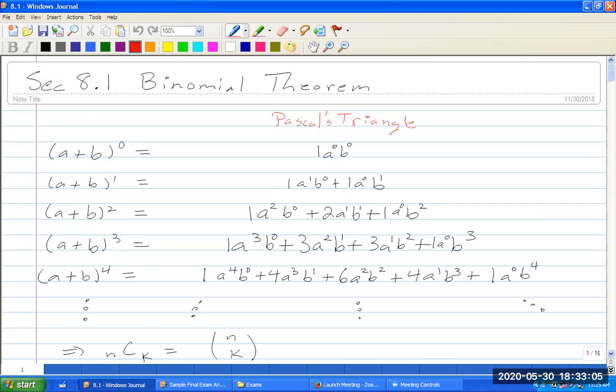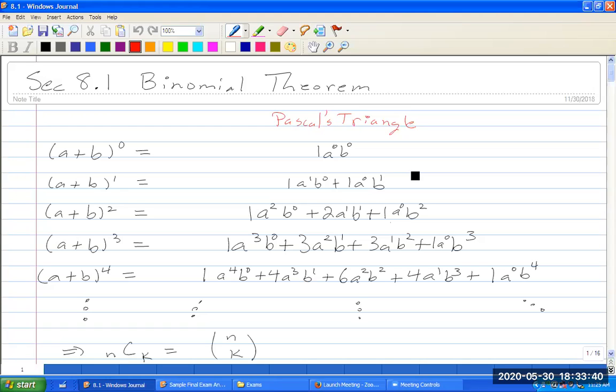Section 8.1, the binomial theorem. So let's recall the special product formulas. A plus B to the 0 is just 1. I'll write that as 1, A to the 0, B to the 0. A plus B is just, well, A plus B. I'll write that as 1, A to the 1, B to the 0, plus 1, A to the 0, B to the 1.